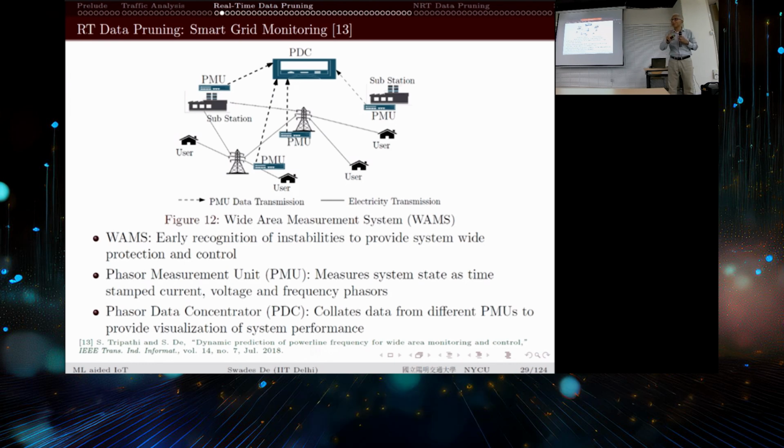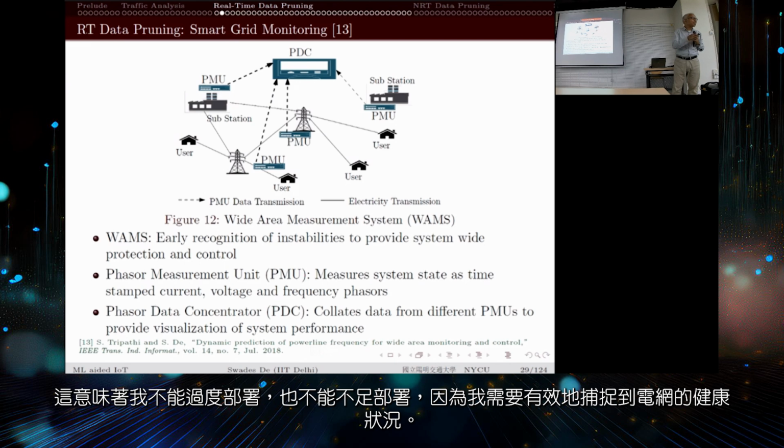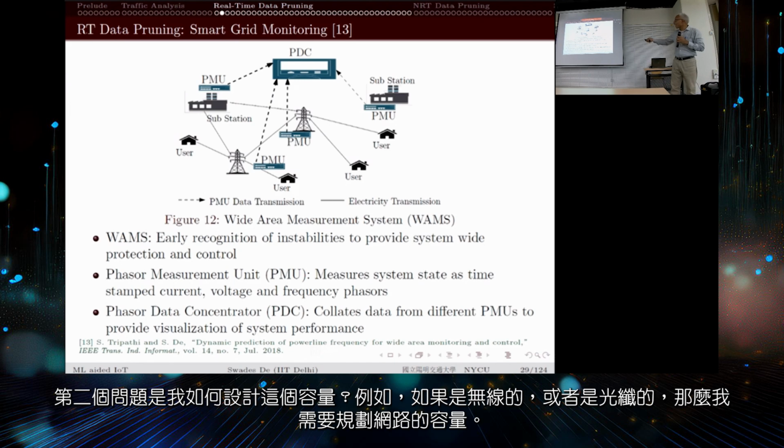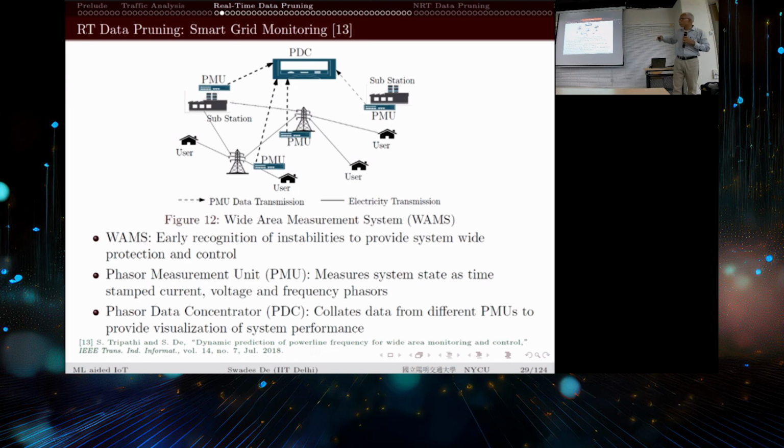So it is reasonably costly. What that means is that I cannot over deploy, I cannot under deploy, because I need to capture the grid health. And second, how do I design the capacity? If it is wireless or optical, what is the capacity of the network that I have to plan?